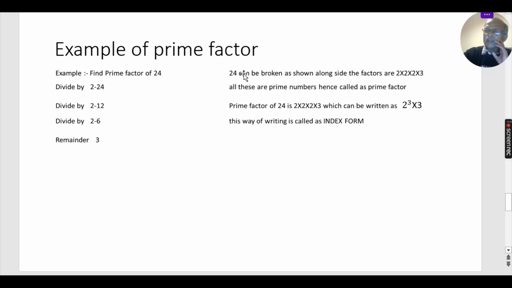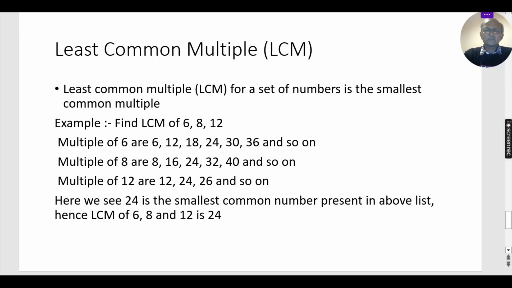Got it? There is another way of writing it. Here there is 2 into 2 into 2, that means 2 to the power 3. So the same expression we can write as 2 raised to the power 3 multiplied by 3. If we write it in this form, this is called writing prime factors in index form. Got it? Now we will extend this concept further to LCM and HCF.